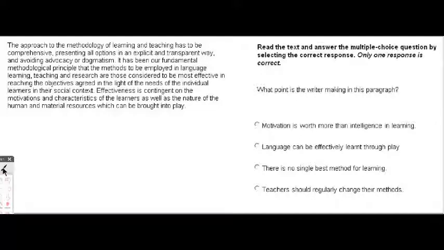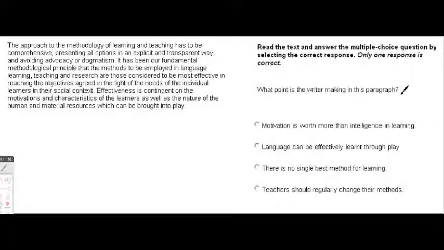I'm going to be working through a multiple choice single answer question from the PTE exam. This is from the reading section, and in the reading section, the directions for this question type will always read: read the text and answer the multiple choice question by selecting the correct response. Only one response is correct. So the first thing that I do when I approach these questions is read the question. What point is the writer making in this paragraph?